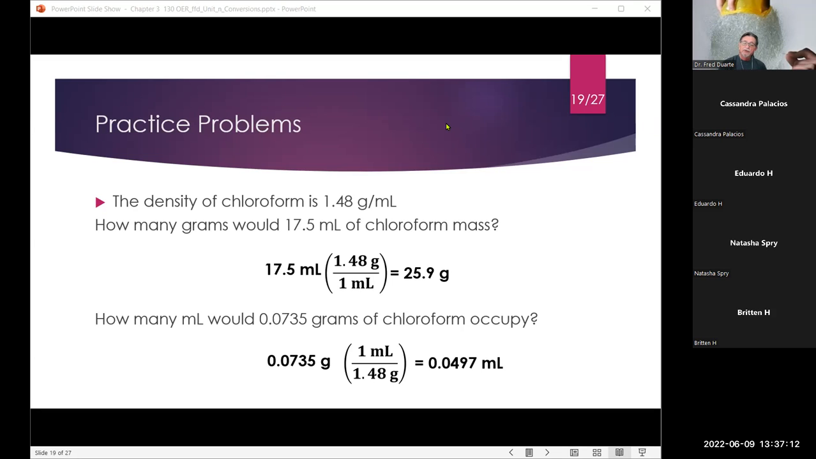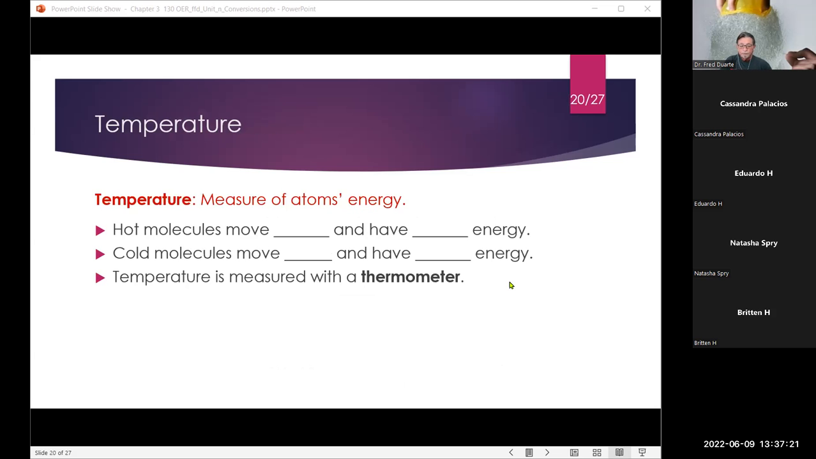Because we're going to shift gears a little bit and talk about something that you're already aware of, and that's energy, heat. For example, hot molecules move fast, because they have a high energy.